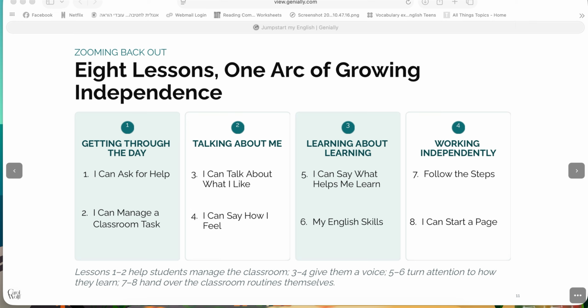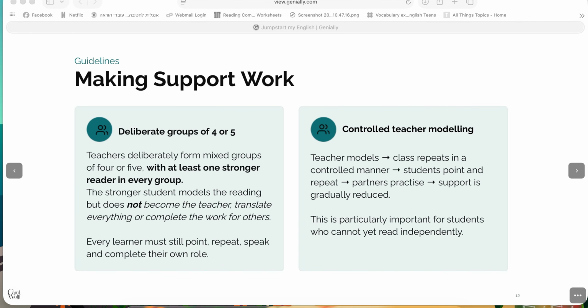We are not trying to repair every gap in 8 lessons. We are establishing the language routines and confidence. We want students to have confidence before moving on to our course books. There is a lot of support in these lessons.